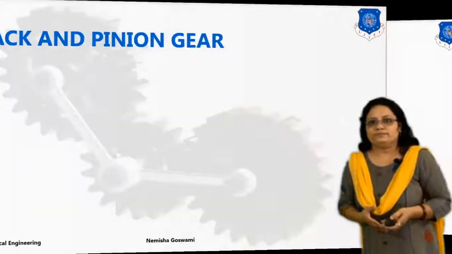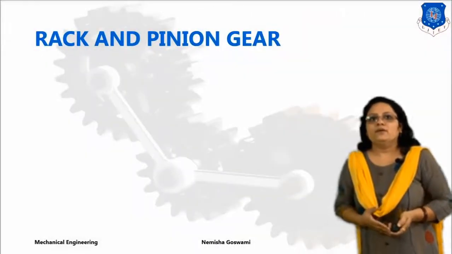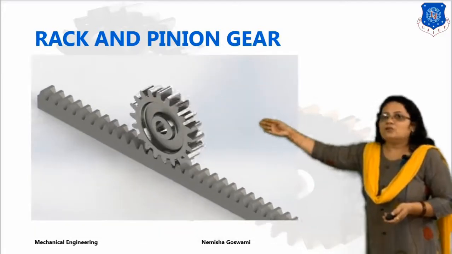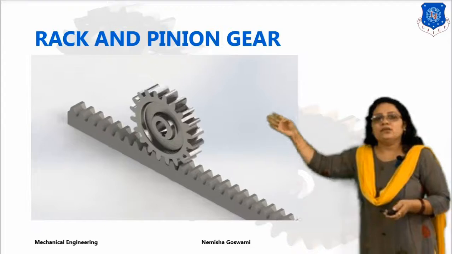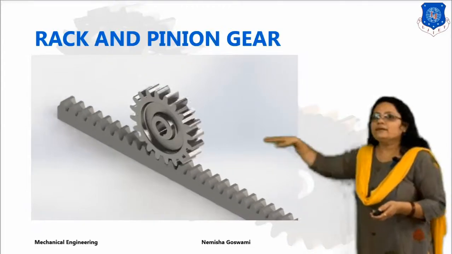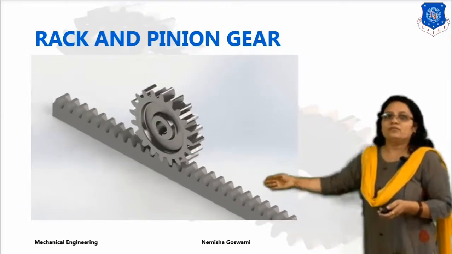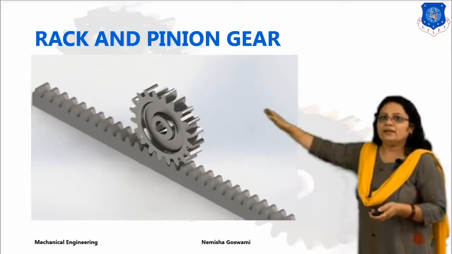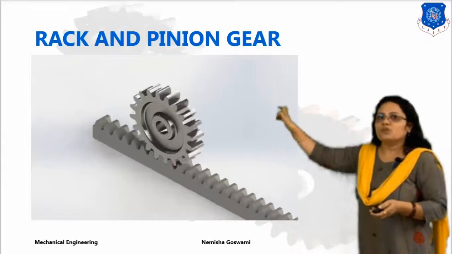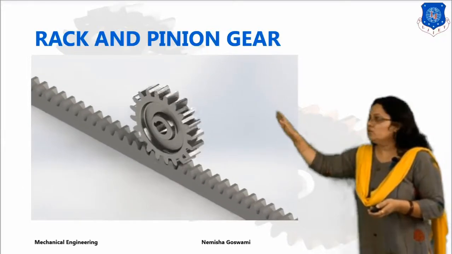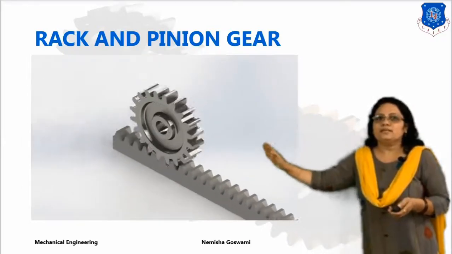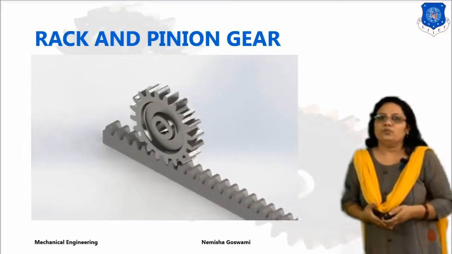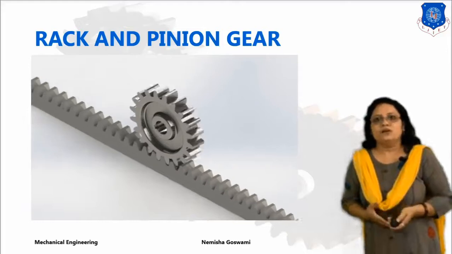Next is the rack and pinion gear. What is a rack and pinion gear? You can see in this diagram, this gear is basically used to convert the translatory motion of the rack into the rotary motion of the pinion. You can see here, right? So this is the basic function: you can convert translatory to rotary or rotary to translatory, vice versa.